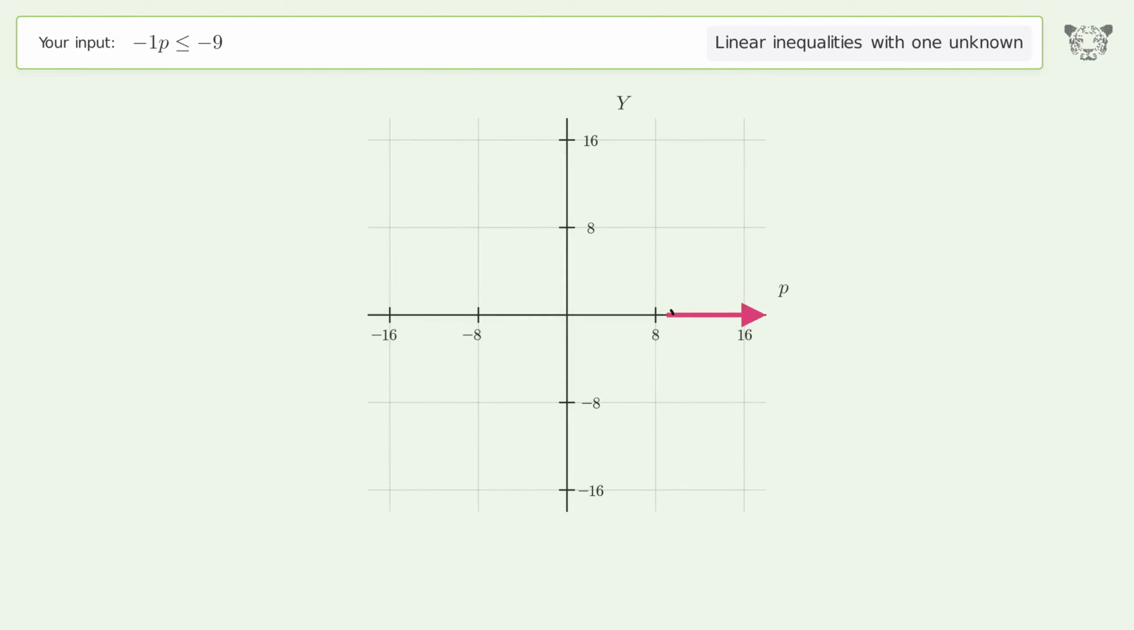And so the final result is p equal or greater than 9.